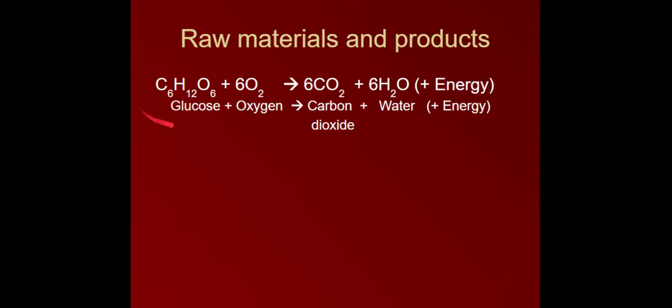Our glucose comes from the food that we eat. The oxygen comes from the atmosphere around us, and we get it into our bodies through gas exchange. Carbon dioxide is a byproduct of the reaction, and so is water. The main key idea here is that we have energy that is produced in the form of ATP. This energy can then be used by the cells to carry out its life processes.